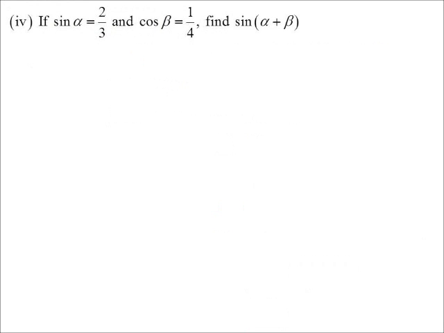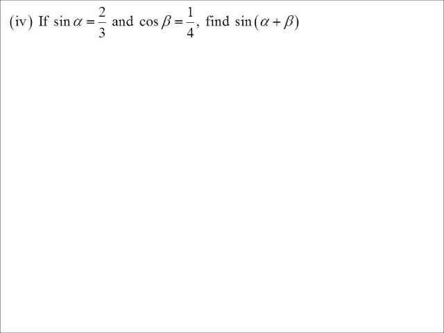Okay. Can your calculator do this one? We're told sine alpha is 2/3, cos beta is 1/4. We have to find sine of alpha plus beta. Don't make the mistake of thinking alpha and beta are in the same triangle. They're not. They would definitely be different triangles.